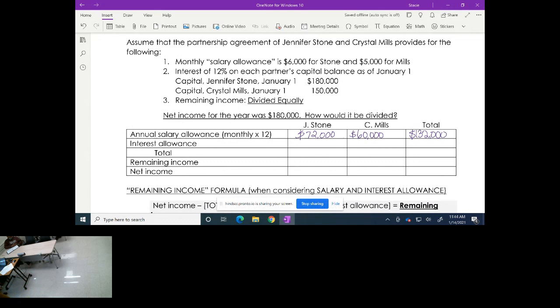All right, so if we are allowing 12% interest on each partner's capital balance as of January 1, how do we figure that?